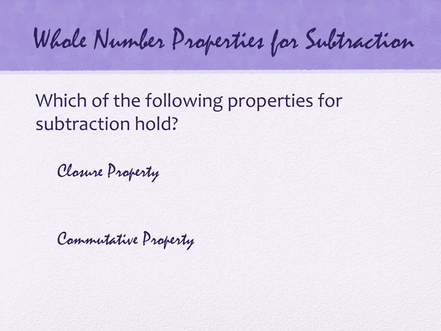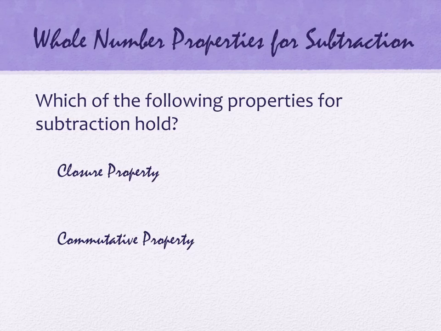All right, we are going to talk about some whole number properties for subtraction really quickly to finish this section out. We had 4 properties of addition last time, and the question is which of the 4 actually hold for subtraction. So the closure property. The closure property means if I have 2 whole numbers and I subtract them, do I always get a whole number?